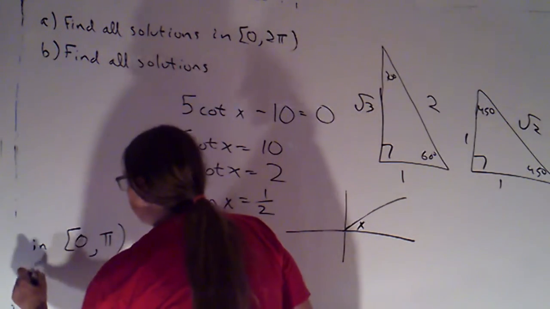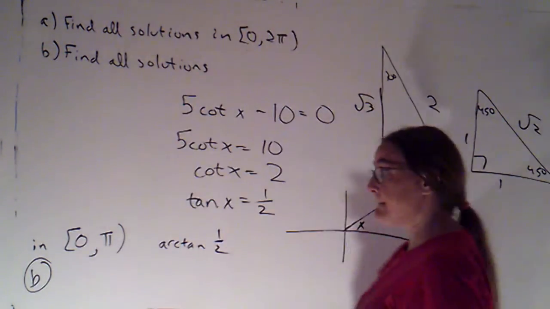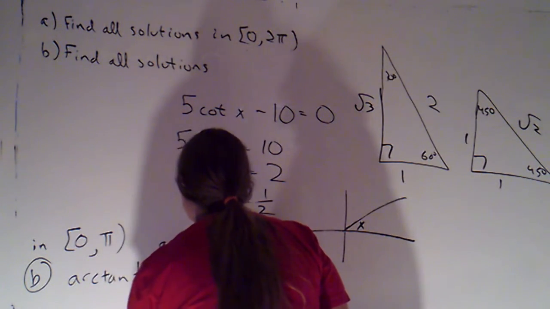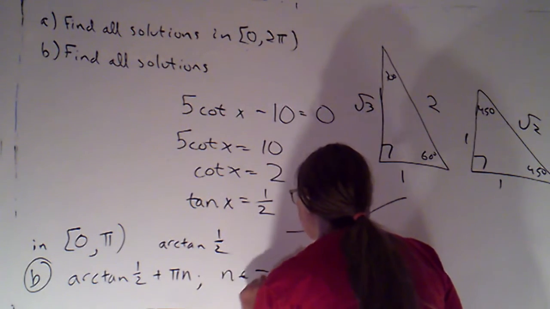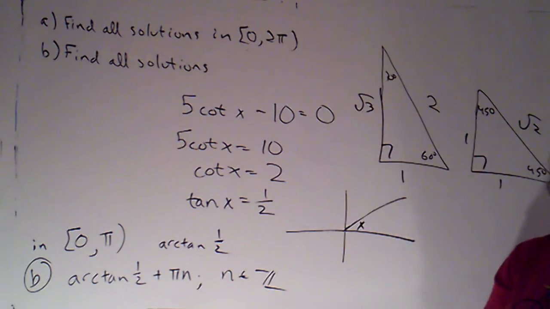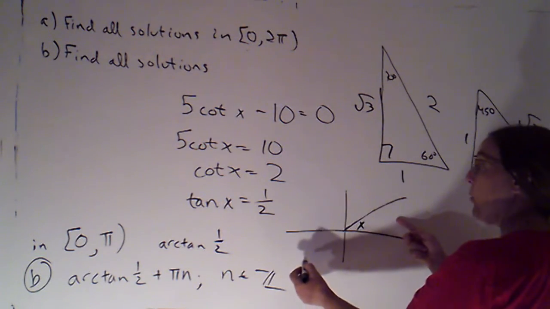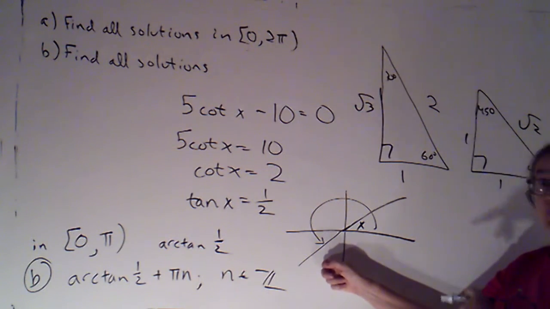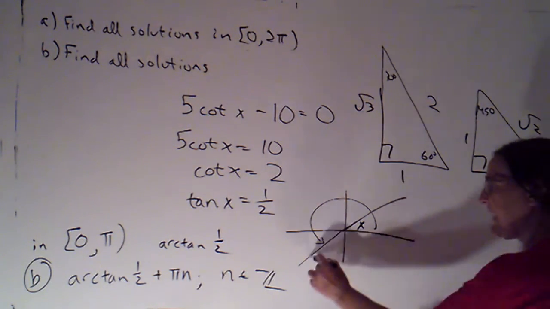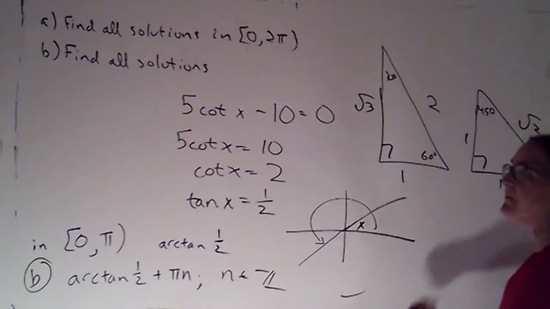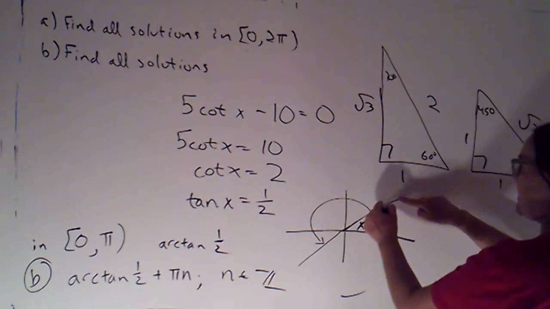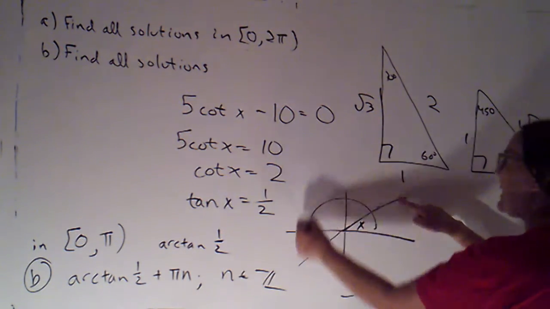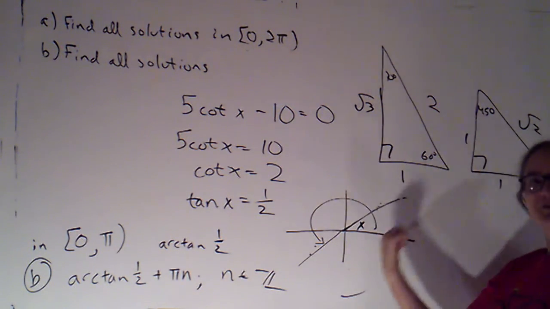Then all solutions, which is going to be my answer to part B, is arctan of 1/2 plus pi n, where n is an integer. Notice I can add pi once. That's going to give me a solution here in quadrant 3, which is the other quadrant where tangent is positive. If I add pi again, I've rotated back to something that's coterminal with this. Okay. And if I keep adding pi, I'm just bouncing back and forth between a solution in quadrant 1 and one in quadrant 3.